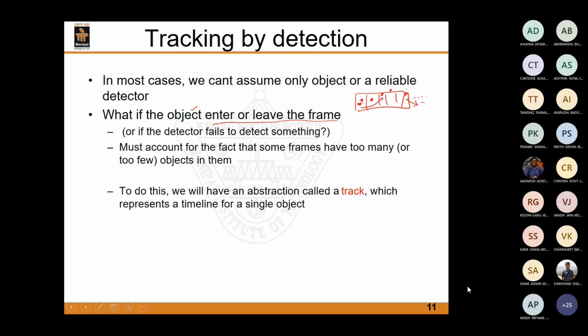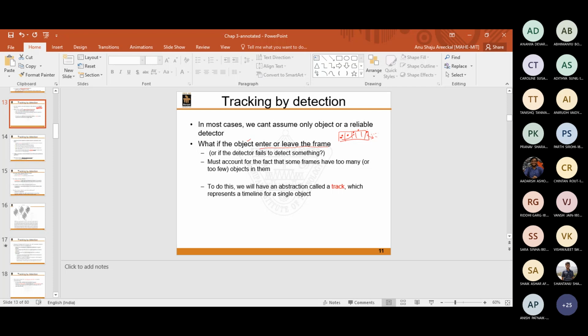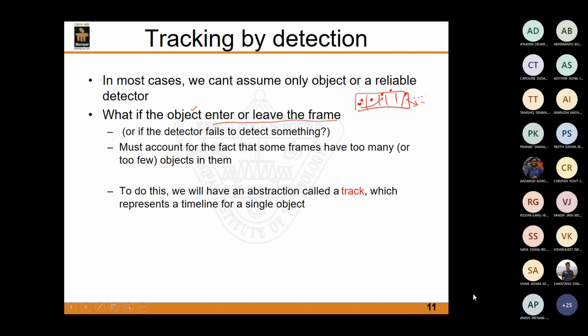In the previous class, we were discussing what object tracking is. We also discussed that there are two broad types of object tracking: tracking by detection and tracking by matching. So what is object tracking?